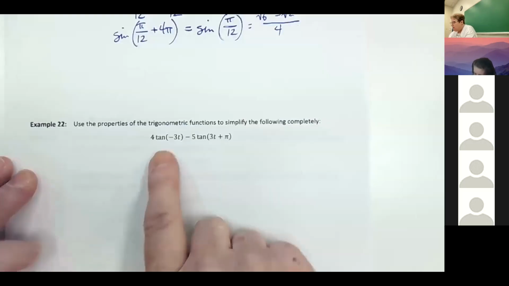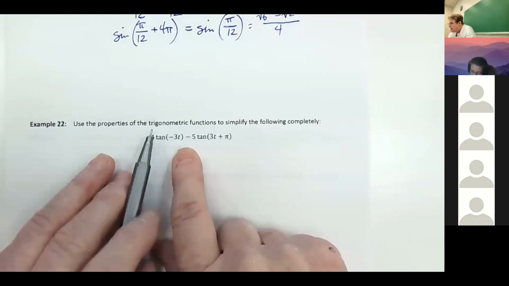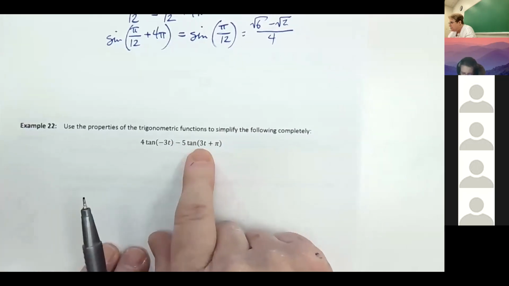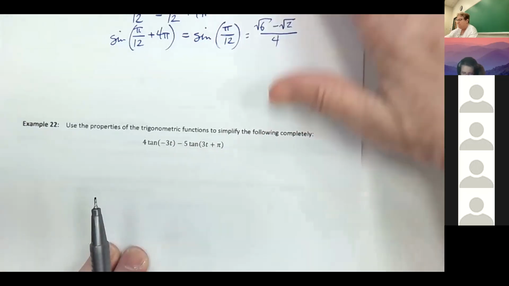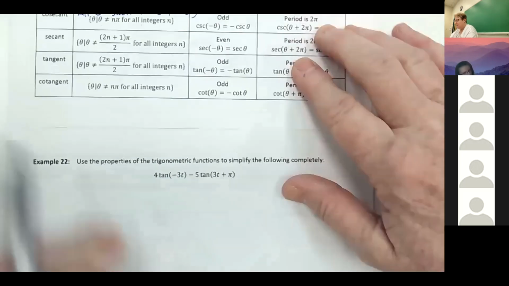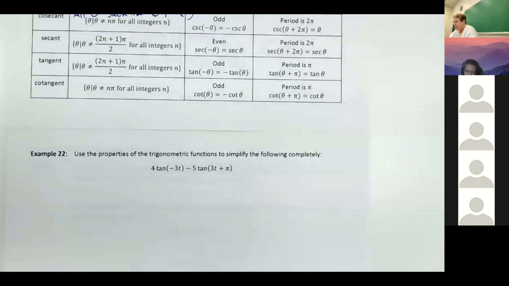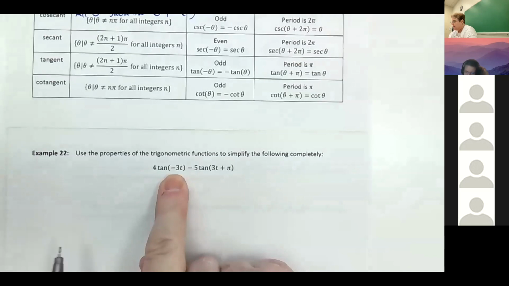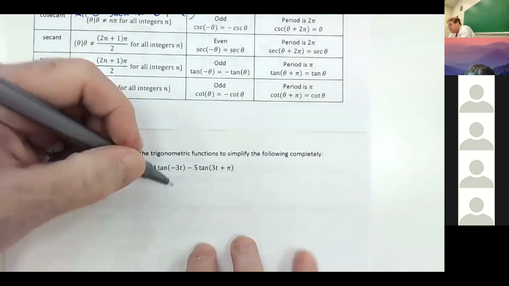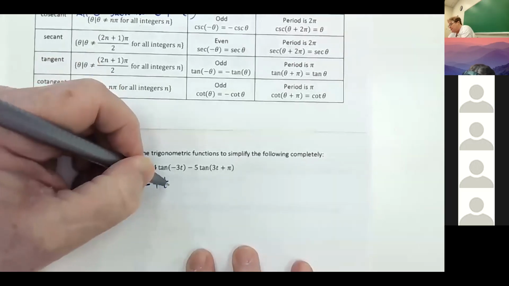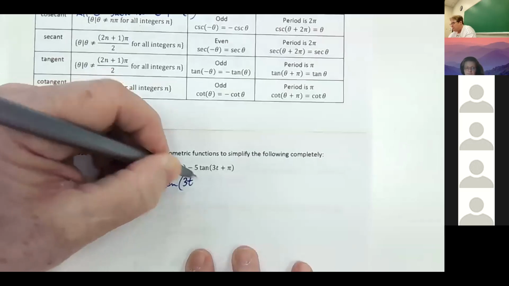Well, let's do more. Here we've got 4 times the tangent of negative 3t minus 5 times the tangent of 3t plus pi. So let's look at tangent. Is tangent even or odd? Odd. That means if I've got a negative inside, what can I do with that negative? Yeah, it goes out front. So 4 times the tangent of negative 3t is negative 4 times the tangent of positive 3t.